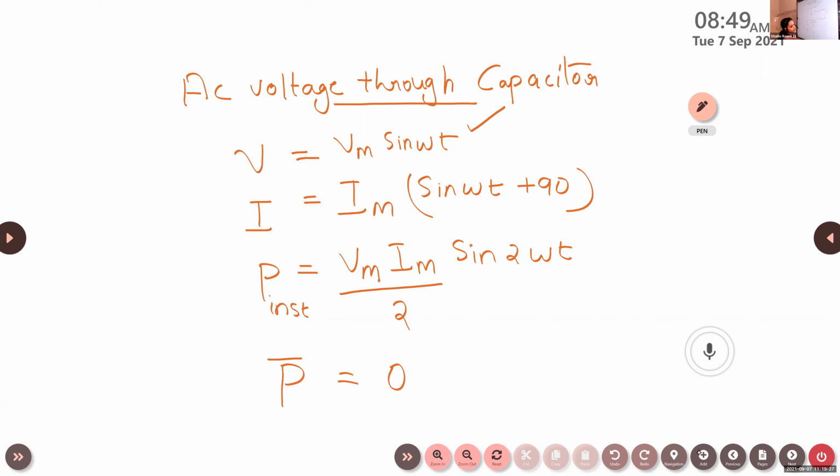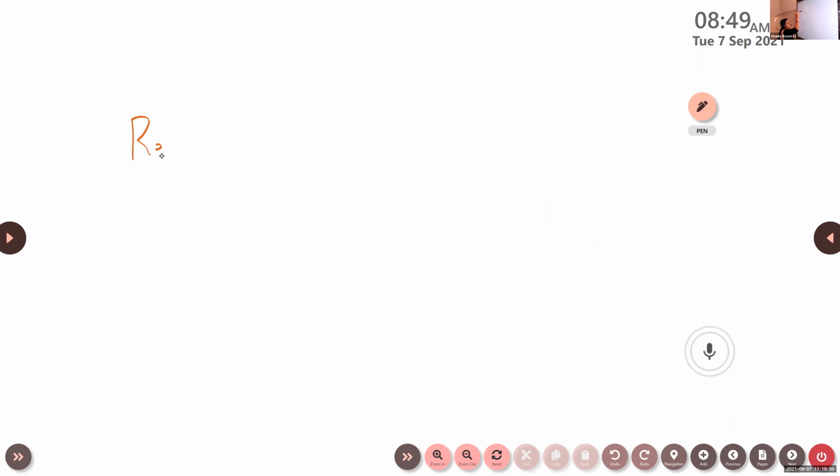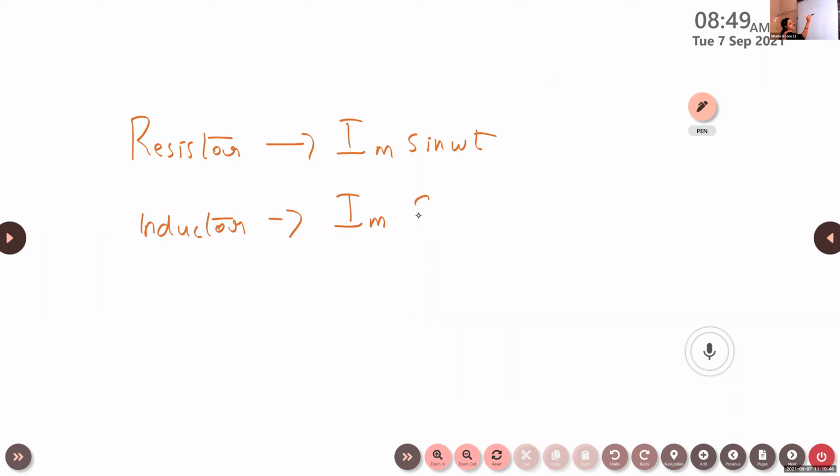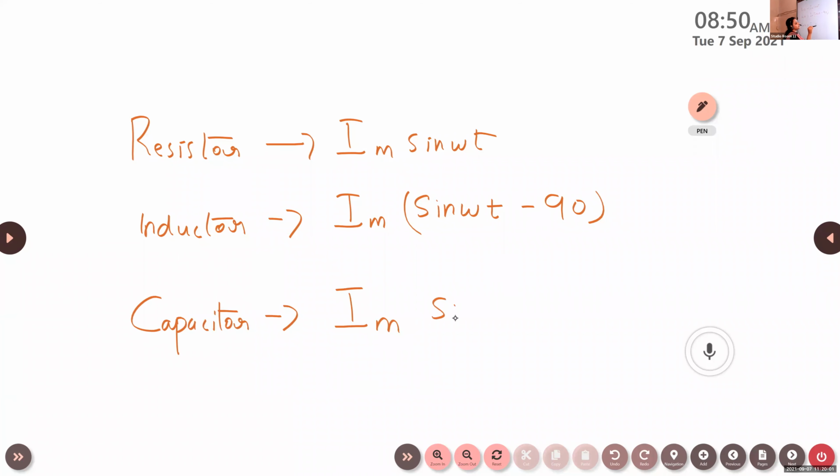In the case of a resistor, the current generated is given by I = Im sin ωt. In the case of an inductor, what is the value of current generated? I = Im sin(ωt − 90°). In the case of a capacitor, what is the value of current? I = Im sin(ωt + 90°).